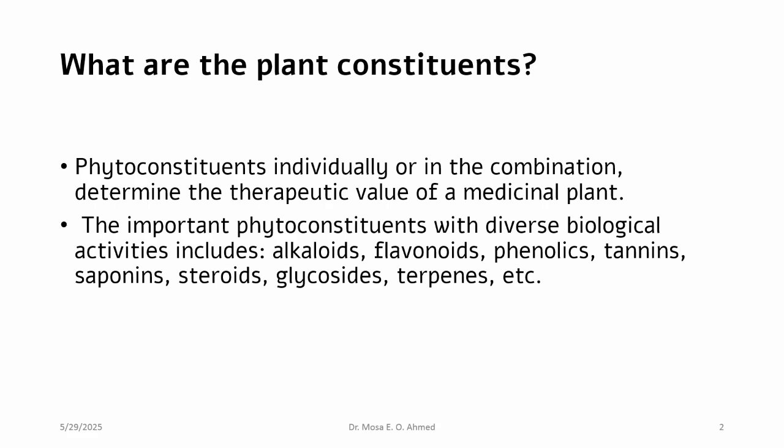What do we mean by plant constituents? Or in other words, what are the plant constituents? Plant constituents are secondary metabolites or phytochemicals that are responsible for the therapeutic value of a medicinal plant. As we know, phytoconstituents work individually, in combination, or through synergistic action to provide the therapeutic value of the medicinal plant. The important groups of secondary metabolites or phytoconstituents having diverse biological activities include alkaloids, flavonoids, phenolics, tannins, saponins, etc.